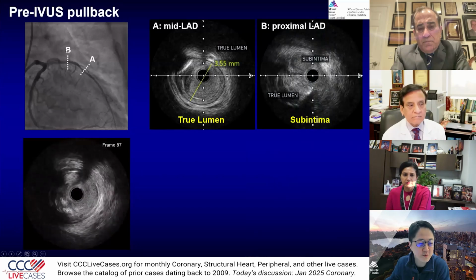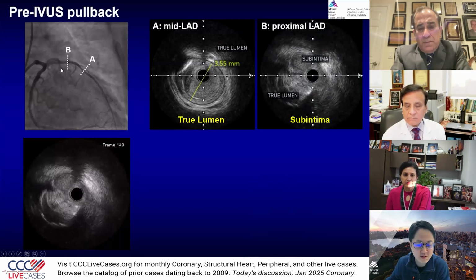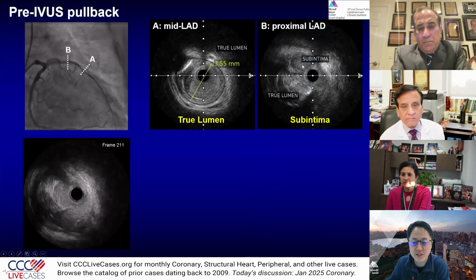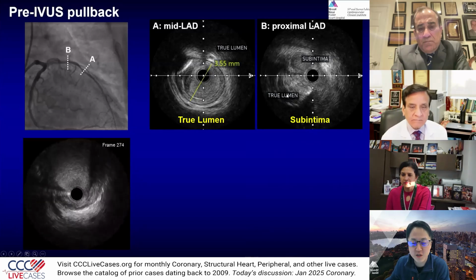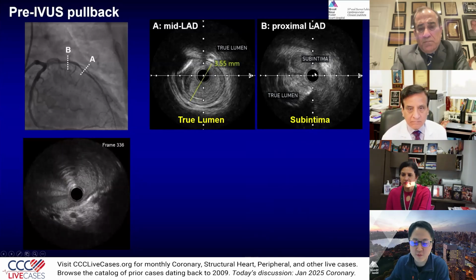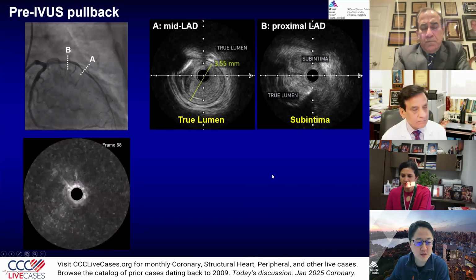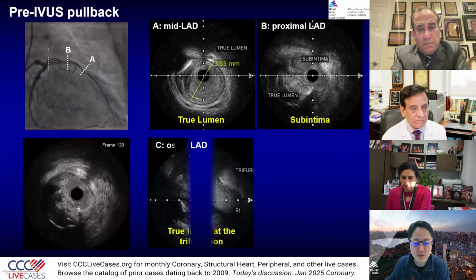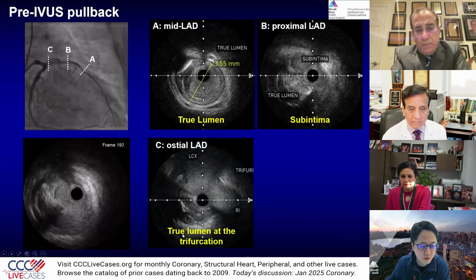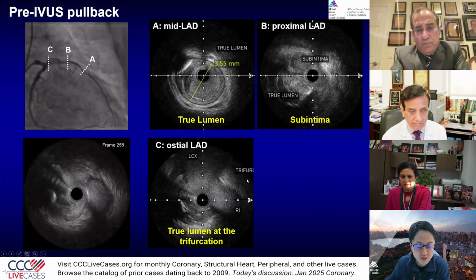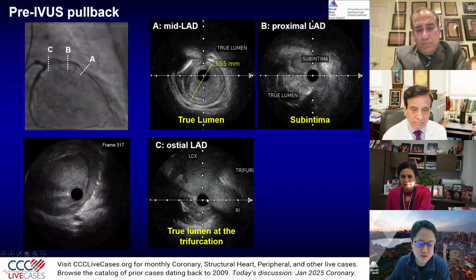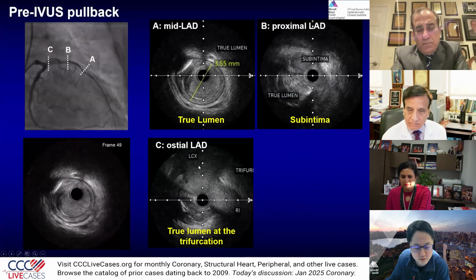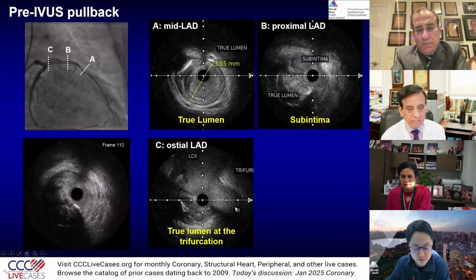But if we come back to the proximal, just before the first septal, it started to come inside the subintimal. And you see the true lumen is compressed by the subintimal. So before the septal, it comes into the subintimal. Then coming back to the ostial LAD, it comes back to the true lumen. And you see the circ branch from 12 o'clock and the limus branch from 3 o'clock.